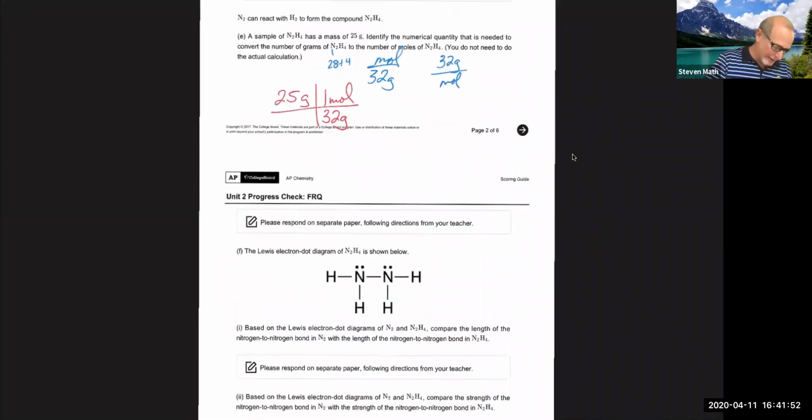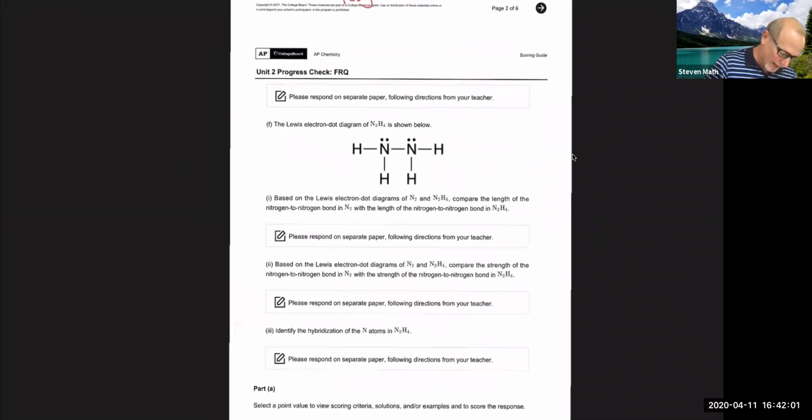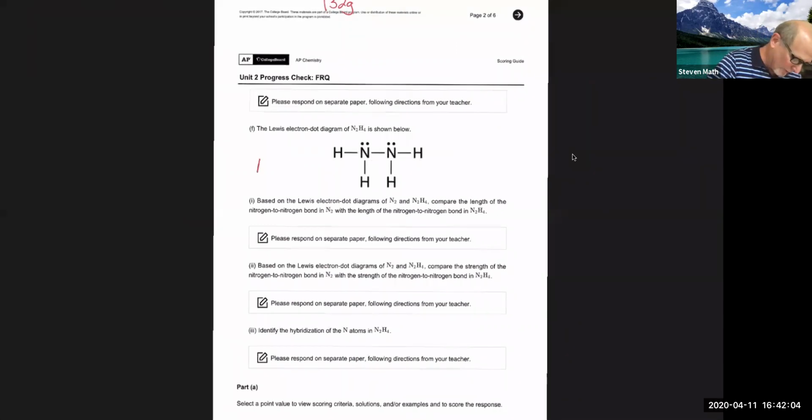Okay. Now let's look at F. F gives us the hydrazine, the N2H4, based on Lewis dot structure of both of these. So remember, we have this one now, and up top, we had our triple bond N. So if we don't get that nitrogen molecule triple bonded, we're going to have problems for the rest of this problem. Sorry. Based on the Lewis dot diagrams, compare the length of the nitrogen-nitrogen bond in N2.